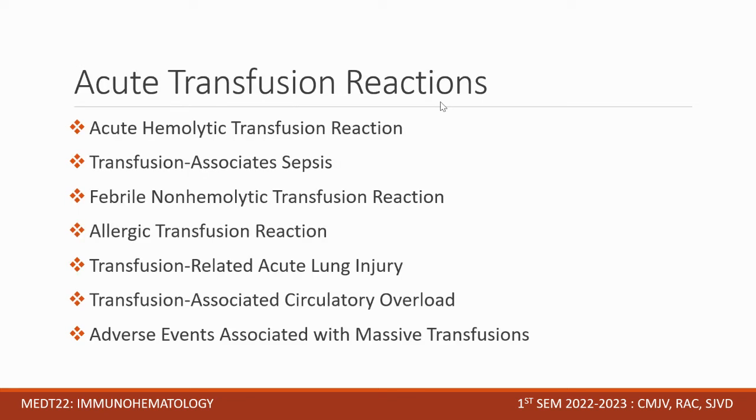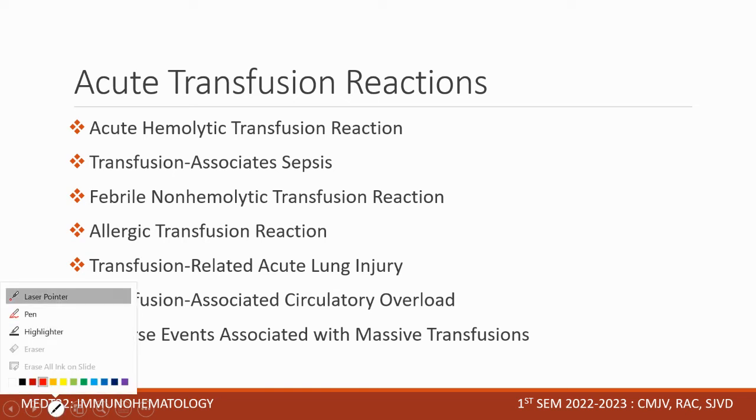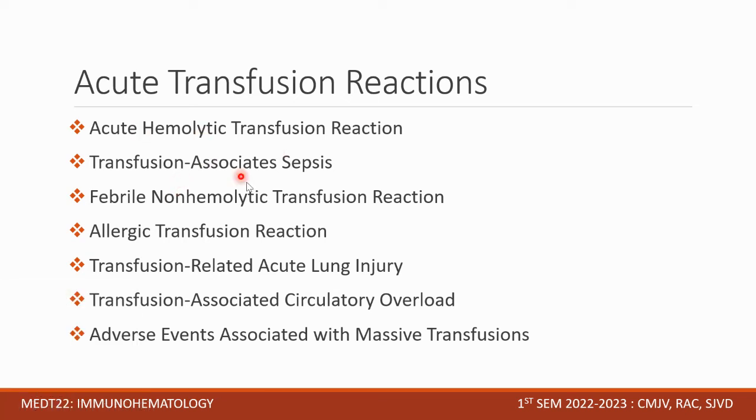So let's start off first with acute transfusion reactions. We have 7 types of acute transfusion reactions. First we have acute hemolytic transfusion reaction, transfusion-associated sepsis, and febrile non-hemolytic transfusion reaction. These three are all febrile, meaning they cause fever. Fever is one of their symptoms.